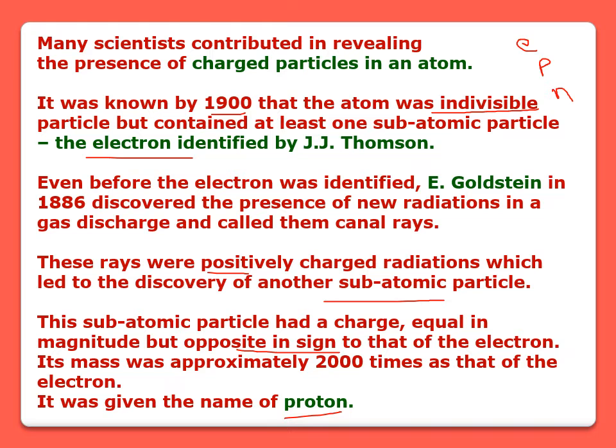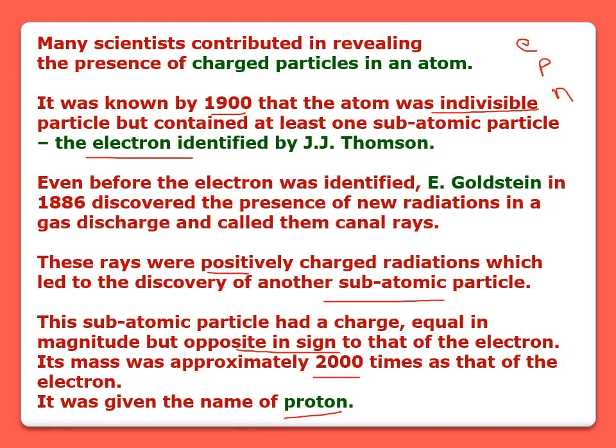This particle was equal in magnitude but opposite in sign to that of the electron. Means this particle was having equal charge as electron has, but the charge was positive. Electron is negatively charged and proton is positively charged. And the mass of this charged particle was approximately 2000 times as that of the electron.